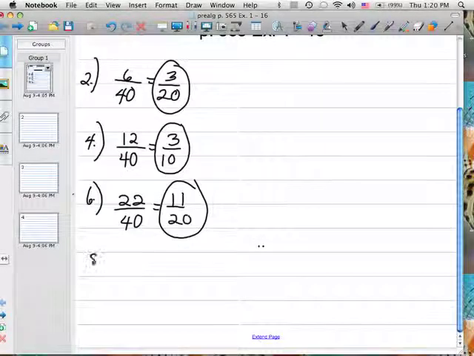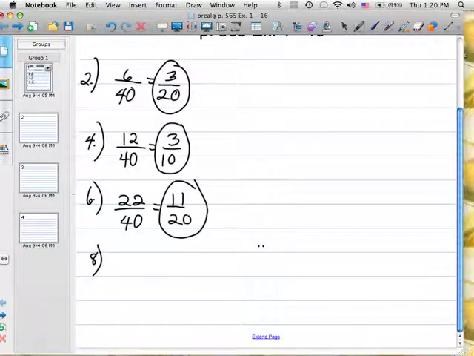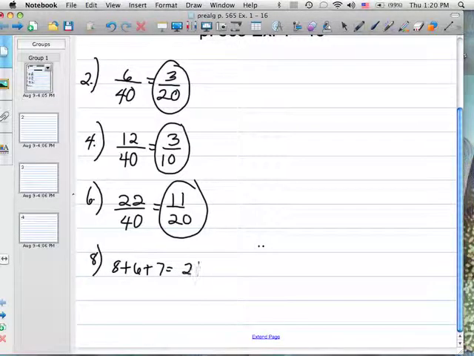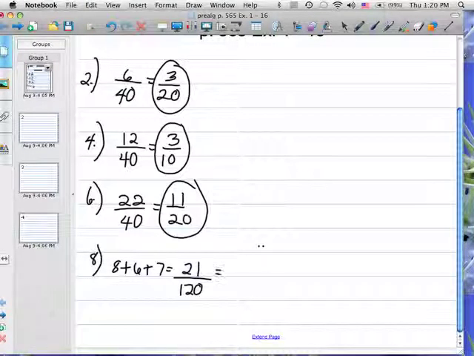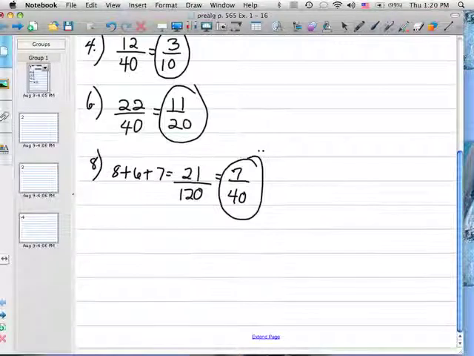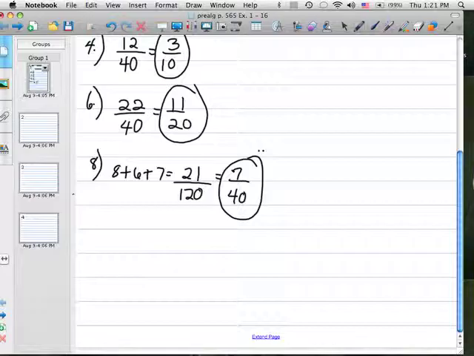Probability number 8, probability up for the whole group. If you add up all the ups, 8 plus 6 plus 7, we get 21. And that was a total of 120. So 3 goes into 21 seven times and into 120 forty times. So the probability would be 7/40. And we got the 120 because each one did it 40 times. So 3 times 40 is 120.